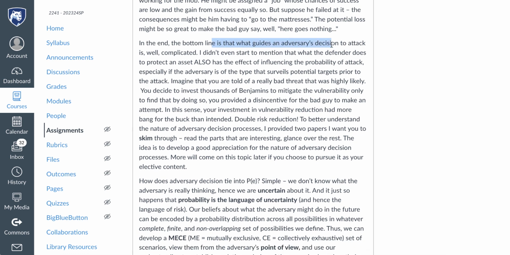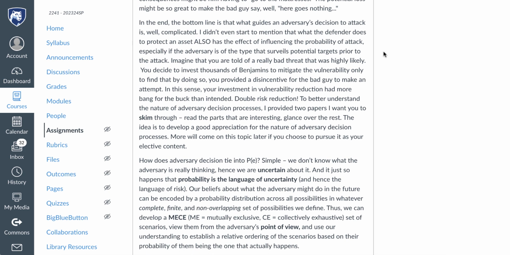In the end, the bottom line is that what guides an adversary's decision to attack is, well, complicated. I didn't even start to mention that what the defender does to protect an asset also has the effect of influencing the probability of attack, especially if the adversary is of the type that surveils potential targets prior to the attack. So I'm not even considering that the defender, the target, might also put some defenses in place, which is going to make my life a lot harder.